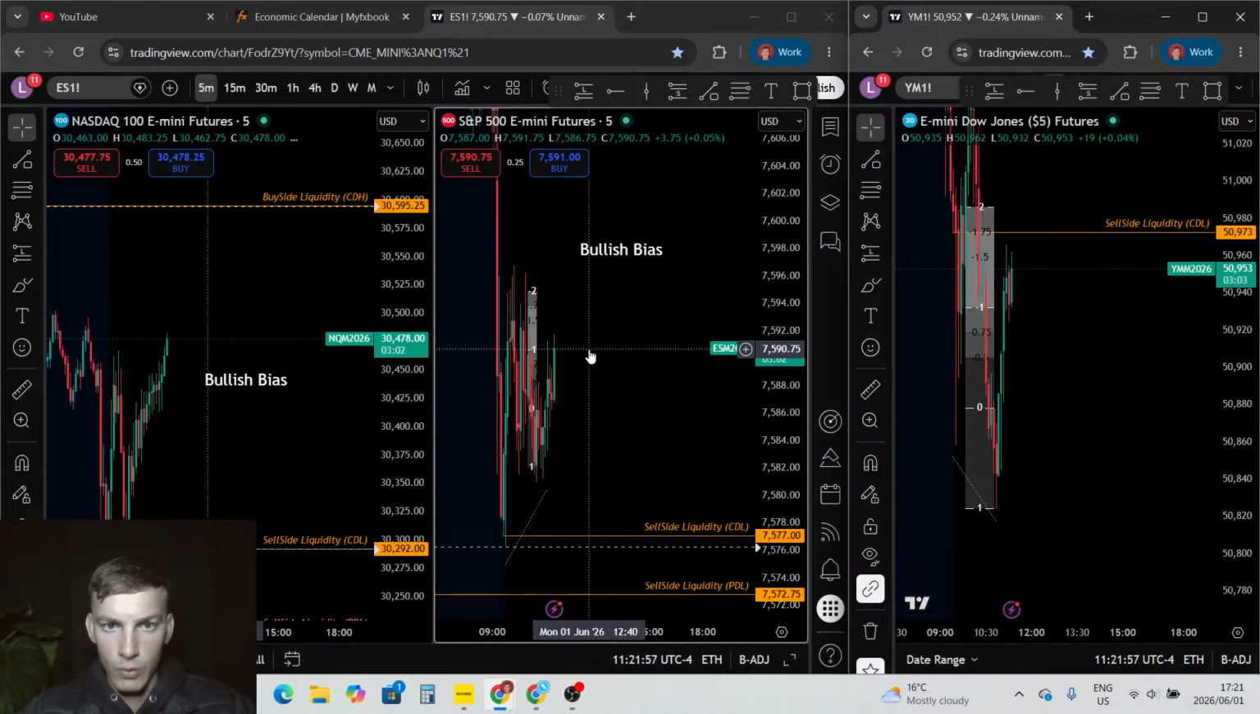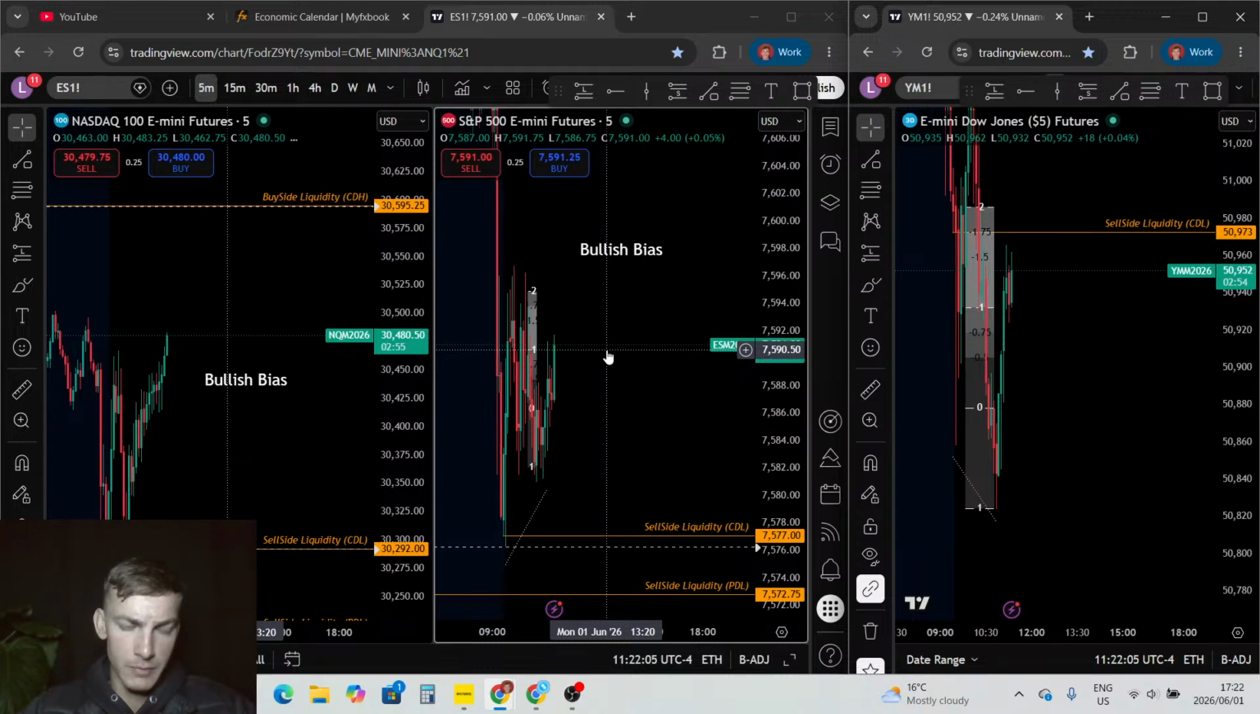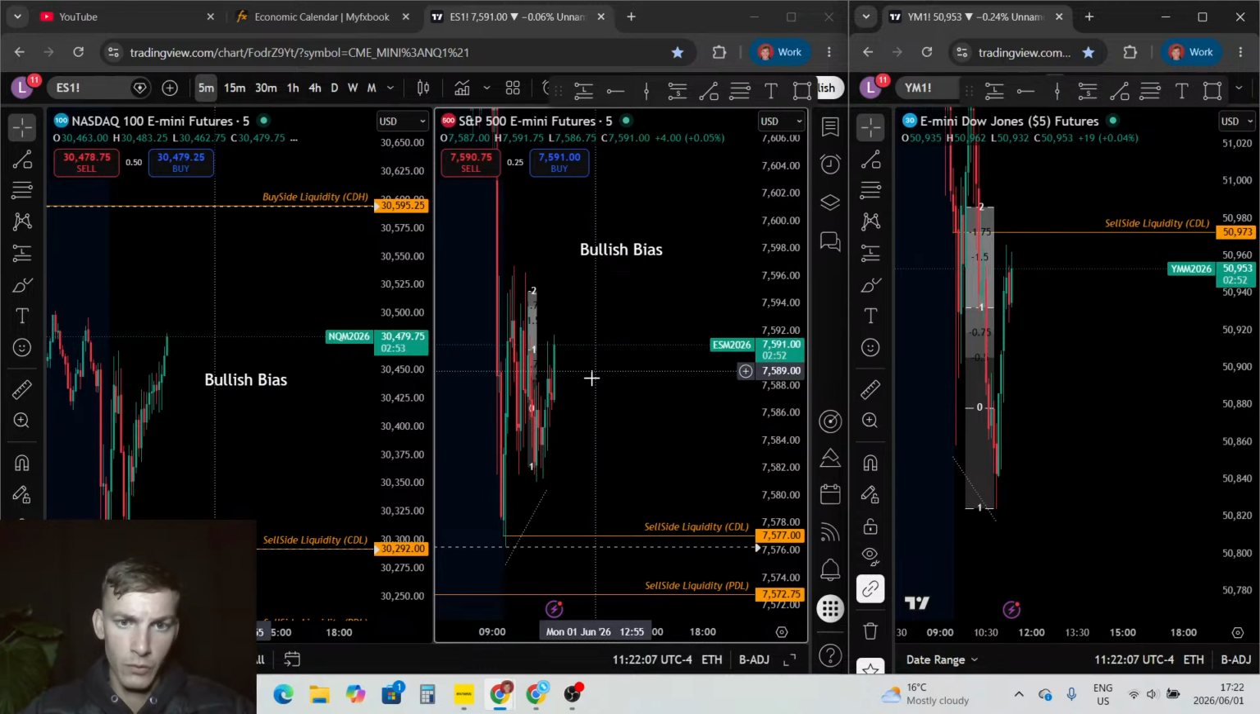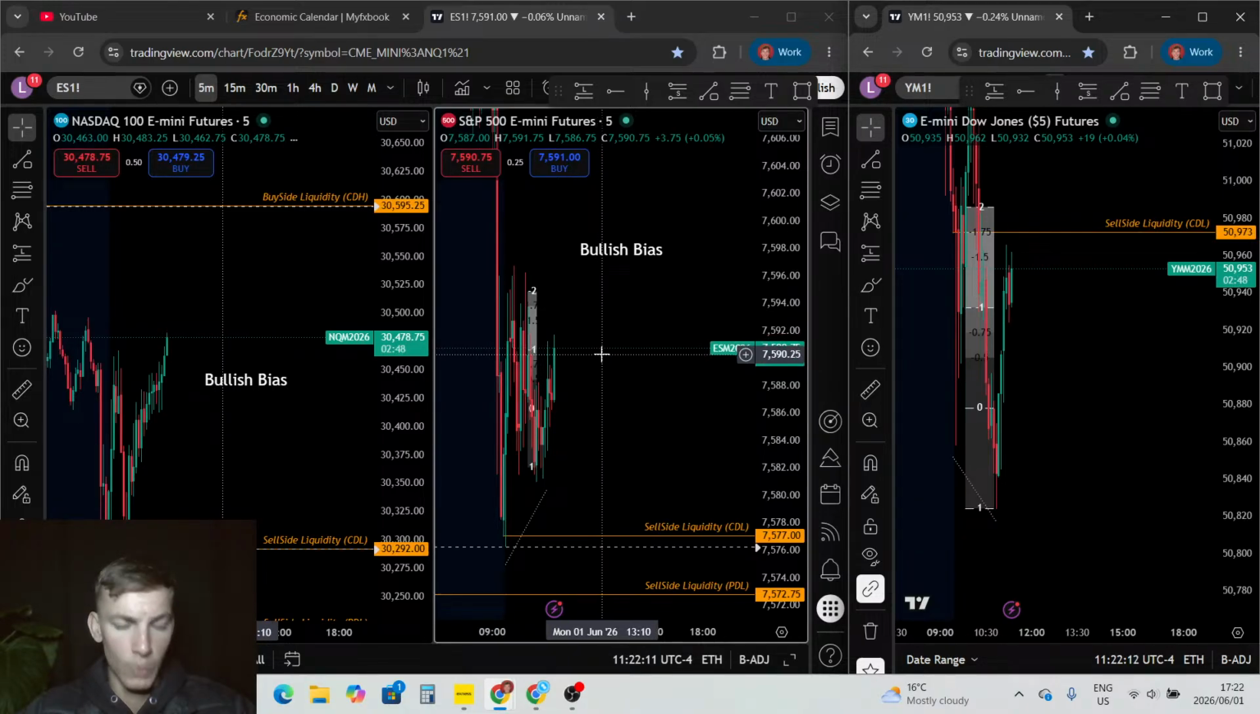But after we hit that 1:1, I'd be break even on S&P. And if we get to that 1.5 level, then I'd trail my stop up to the one standard deviation of the specific order block. One standard deviation.